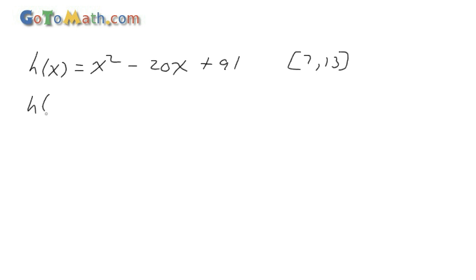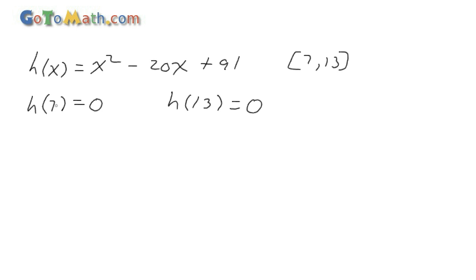Alright, so we're going to look at h of 7. Now if we plug 7 into this right here, we get 49, we get a 140, minus 140. Wait a minute. We should be getting 0 here. Alright, so that's going to be 0. And then we look at h of 13, and we plug 13 into this thing, we also get 0 out.